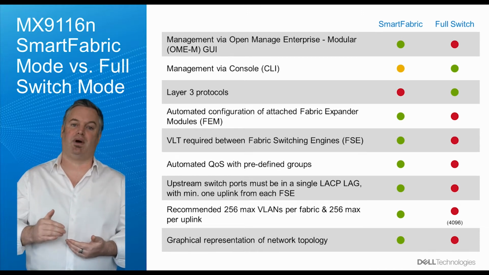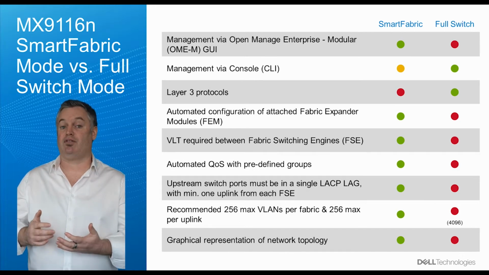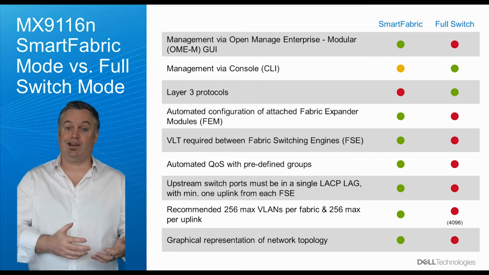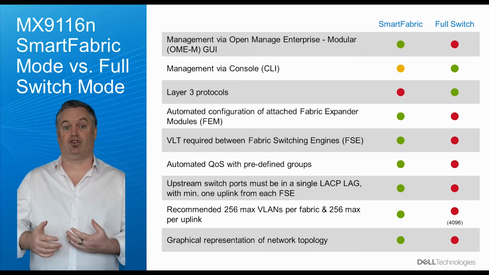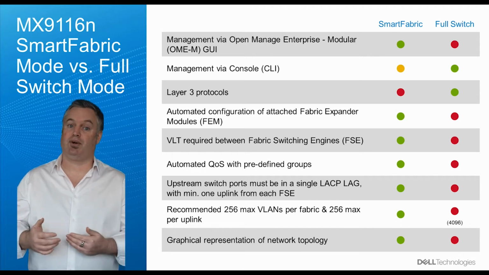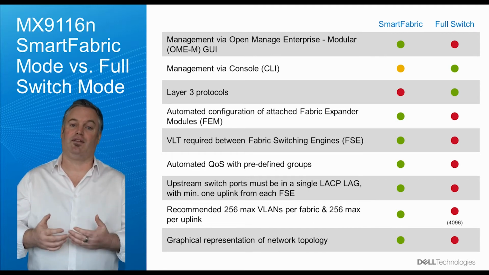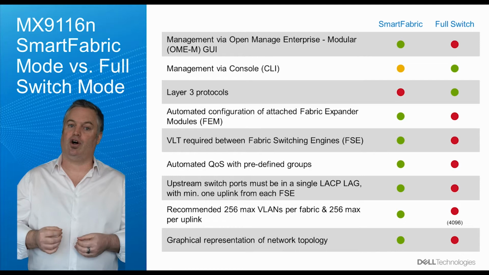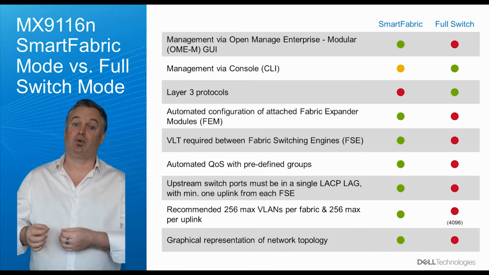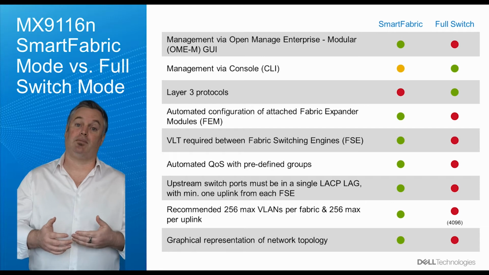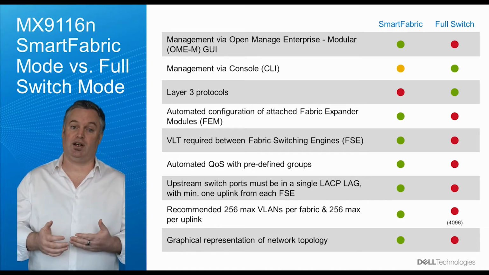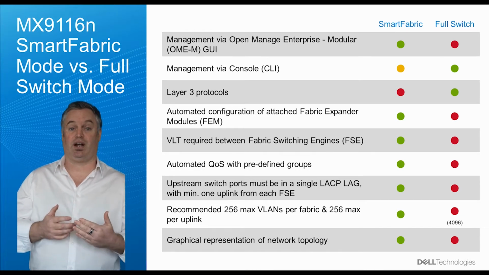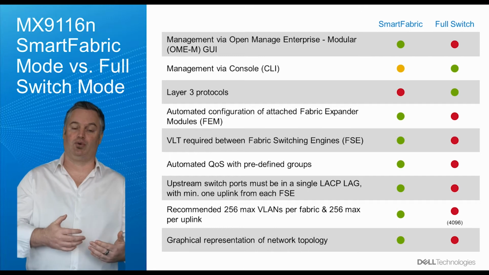On top of that, we have smart fabric services. And smart fabric services comes in 3 flavors. We have smart fabric services for data center, we have smart fabric services for traditional storage, and smart fabric services for modular infrastructure. That is, in this scenario, we're talking about an MX9116N fabric switching engine in an MX7000 modular chassis. And in particular, I want to quickly go through the differences between smart fabric mode and full switch mode.